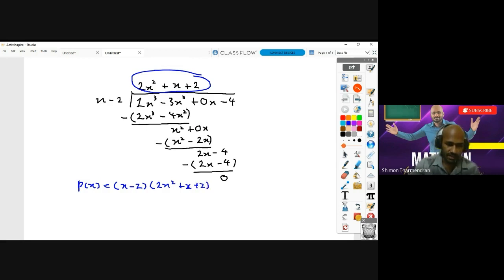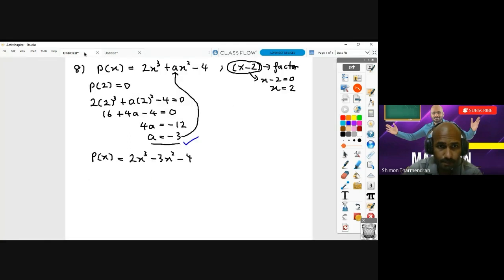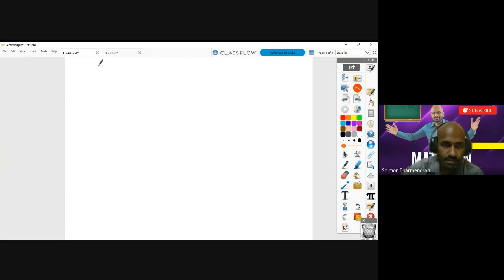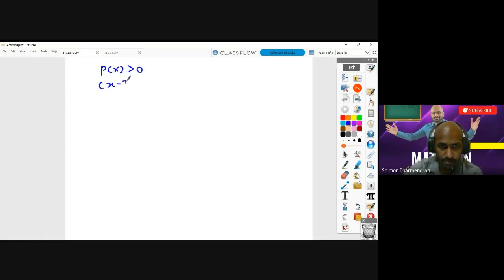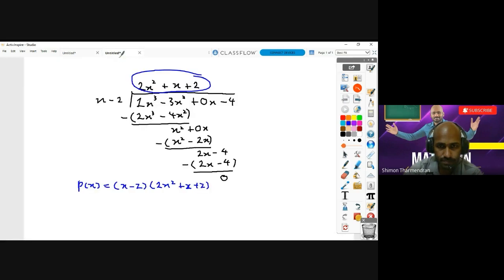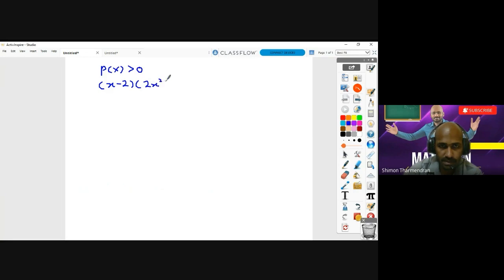Okay, now we're going to the inequality, and they're saying to justify your answer. So I'm going to change the page, and then let's clear this. So we want to solve P(x) lebih besar daripada kosong, bigger than 0. So P(x) is x minus 2 into 2x squared plus x plus 2, and we want to make this greater than 0.